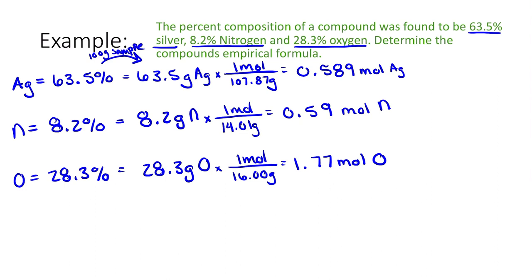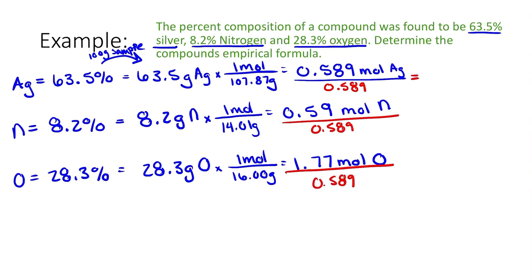And so what I want to do is compare the numbers of the other elements to the one that I have the fewest of. So I'm going to go ahead and choose the number here for silver, because I have the least amount of silver. So I'm going to divide all of my mole amounts by the amount for silver, 0.589, and then 0.589.